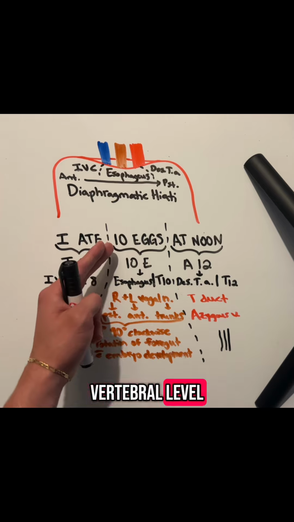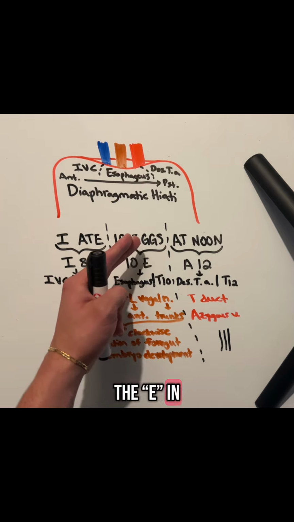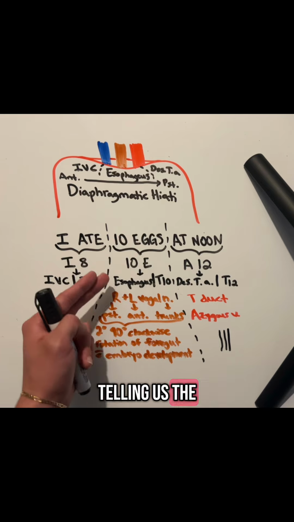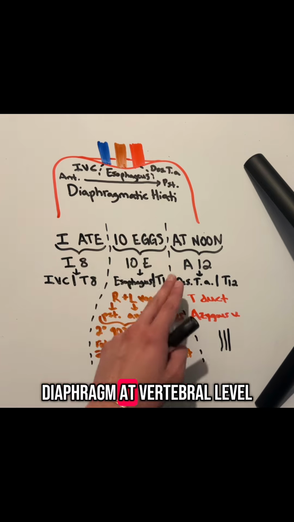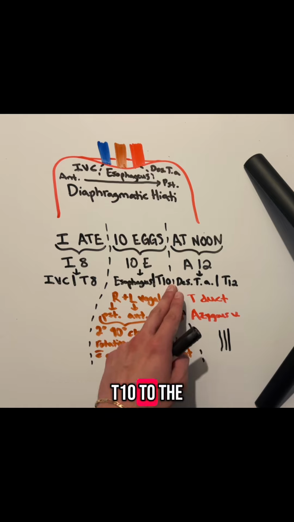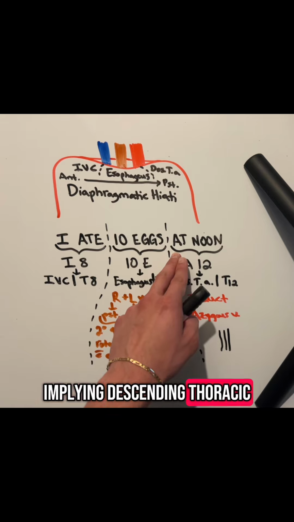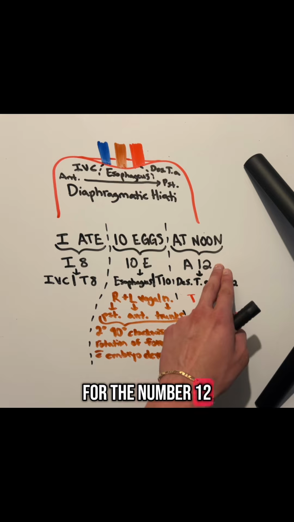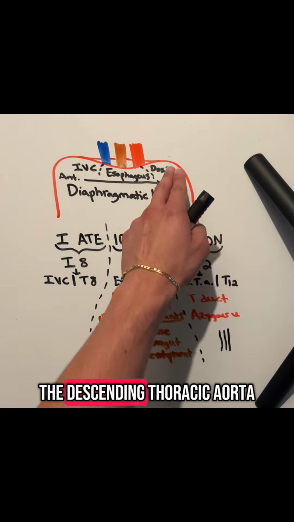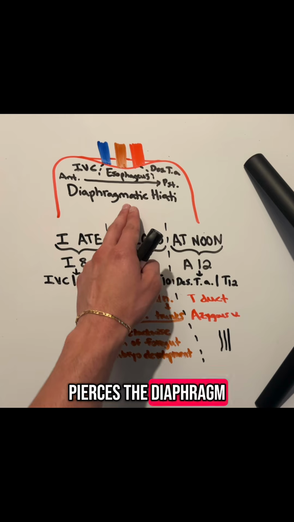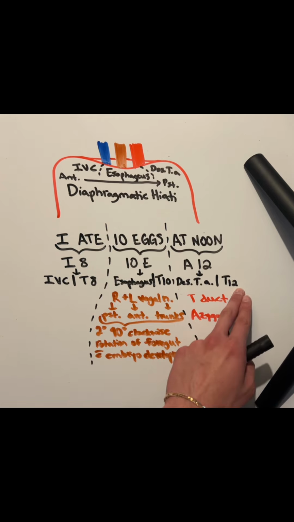10 stands for vertebral level T10, and eggs, the E in eggs, stands for esophagus, telling us that the esophagus pierces the diaphragm at vertebral level T10. To the same degree, at stands for aorta, implying descending thoracic aorta, and noon stands for the number 12, telling us that the descending thoracic aorta pierces the diaphragm at vertebral level T12.